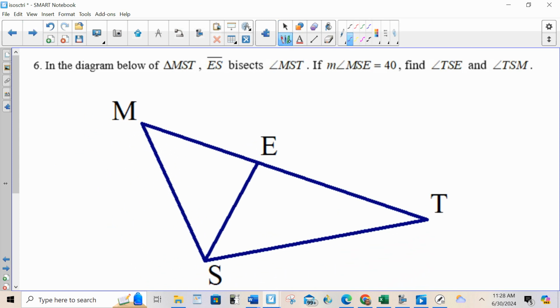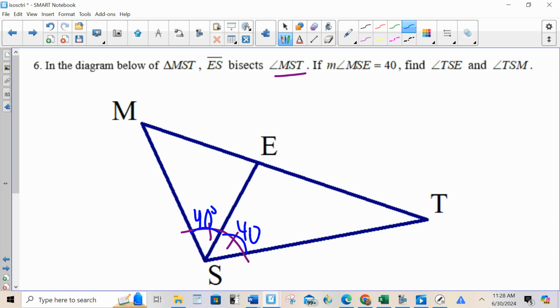So for example here, same thing, ES bisects angle MST, so those angles must be congruent. If MSE is 40, well, if this angle is 40, then this angle must also be 40, and this whole angle must be 40 plus 40, which is 80. That's how the angle bisector works.